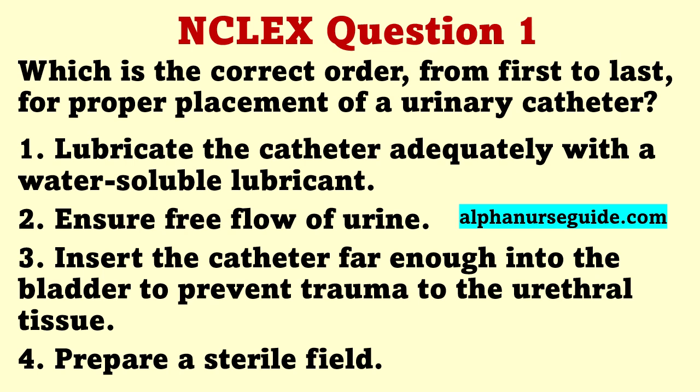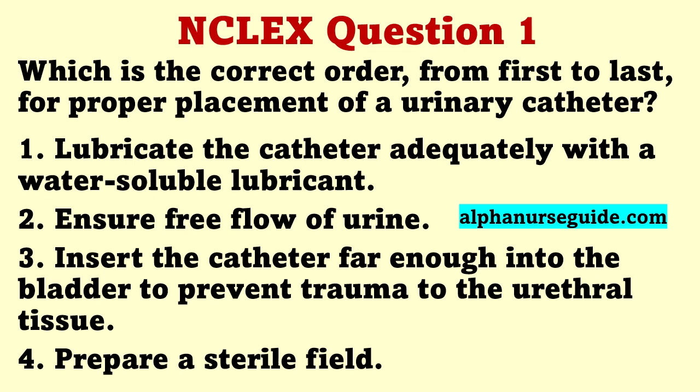1. Lubricate the catheter adequately with a water-soluble lubricant. 2. Ensure free flow of urine. 3. Insert the catheter far enough into the bladder to prevent trauma to the urethral tissue. 4. Prepare a sterile field.